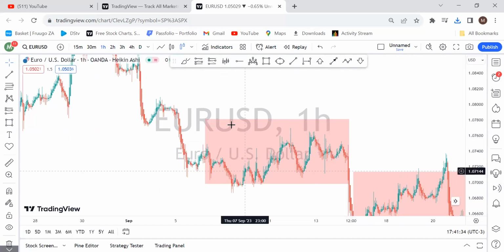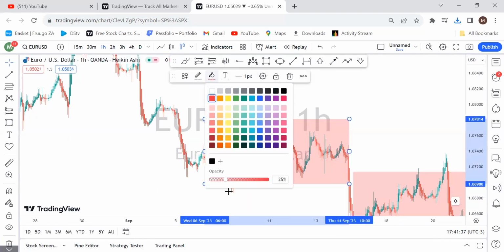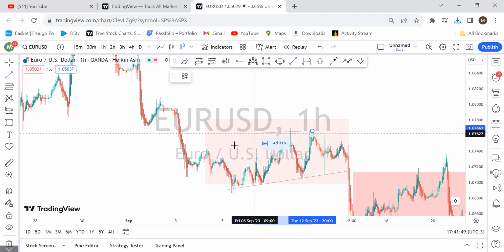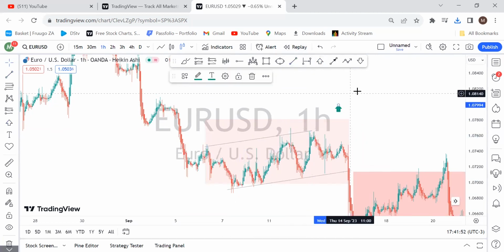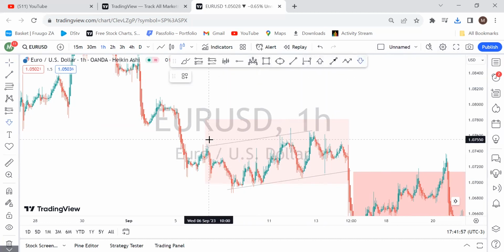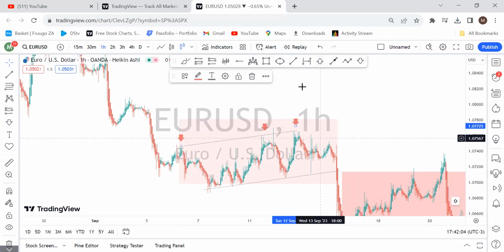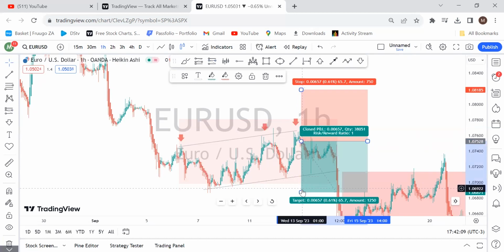So with this first one, let me just make this a bit lighter. You can see we had our support right there, and then we can draw a resistance. Same thing applies. We have this as our first touch, second touch, third touch has probability. So you take your trade right there to the downside, right?